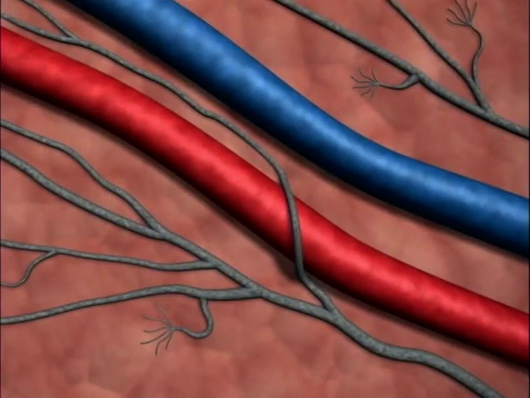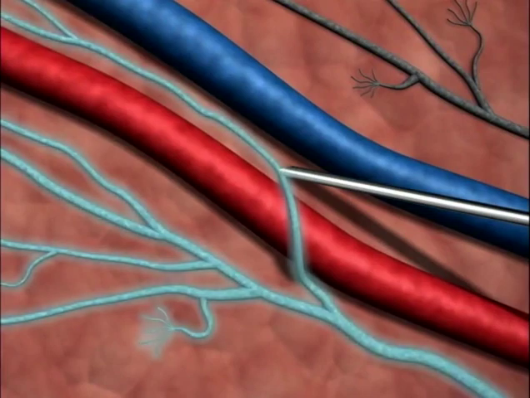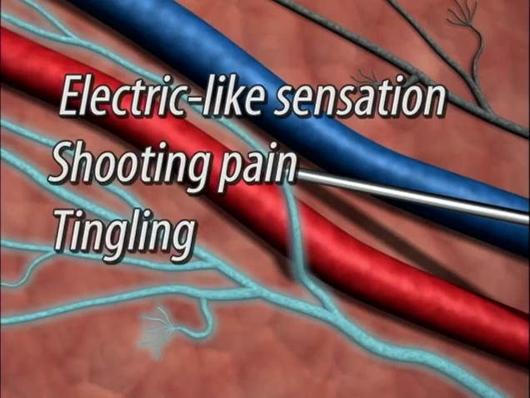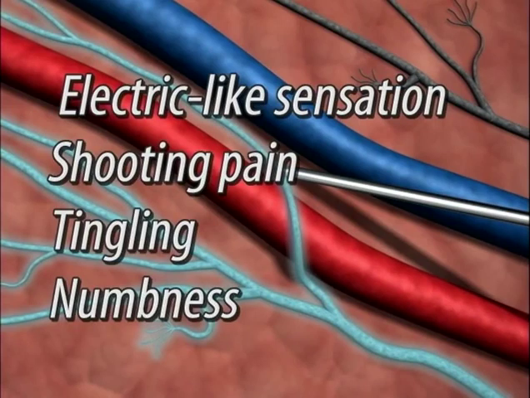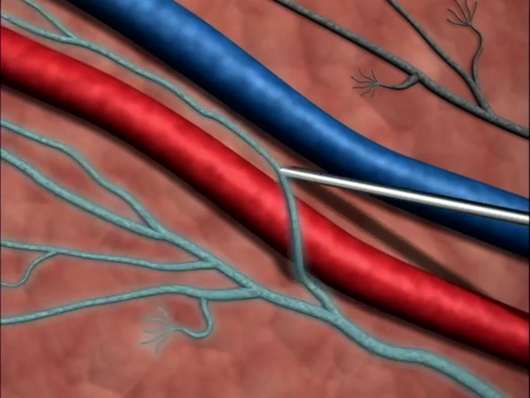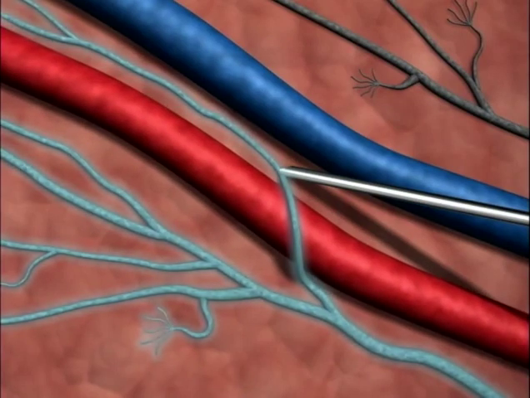Due to the close proximity of nerves to both the radial and brachial arteries, arterial punctures may be painful to the patient. Should the patient experience an electric-like sensation, shooting pain, tingling, or numbness in the extremity, immediately remove the needle and apply firm pressure. These symptoms signal that the needle has provoked a nerve. Any additional movement of the needle or delay in its removal can cause further or permanent injury.